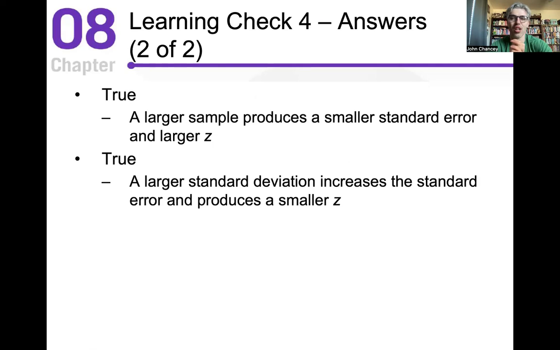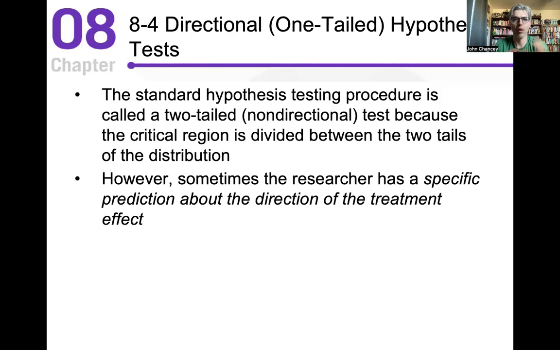You pause the video. True, a larger sample size produces a smaller standard error and thus a larger z-score. And true, a larger standard deviation increases the standard error and produces a smaller z-score. So you can kind of see how these different measures of central tendency, sample size, and variation can affect our results.